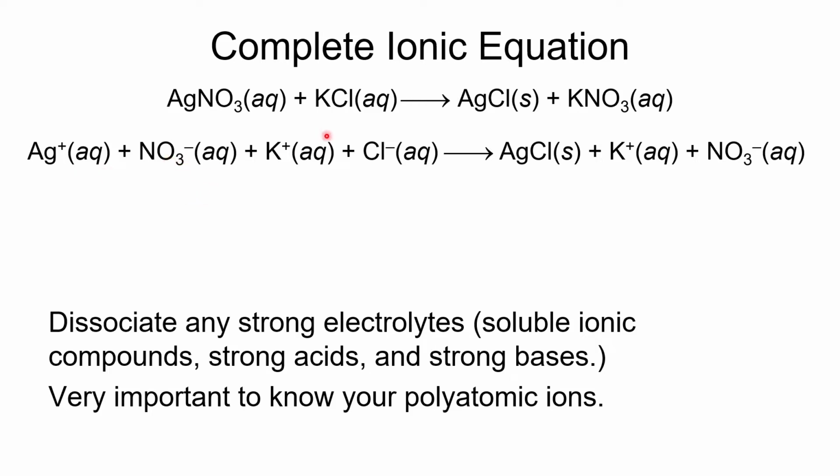So nitrate, and then here potassium, we've got 1 potassium ion, 1 chloride ion. Silver chloride, we don't dissociate it because it is the solid that's formed. And then for potassium nitrate, potassium is dissociated and the nitrate is dissociated. All right, so that is our complete ionic equation. This tells us everything that's in solution. So the complete ionic equation is a really useful tool.